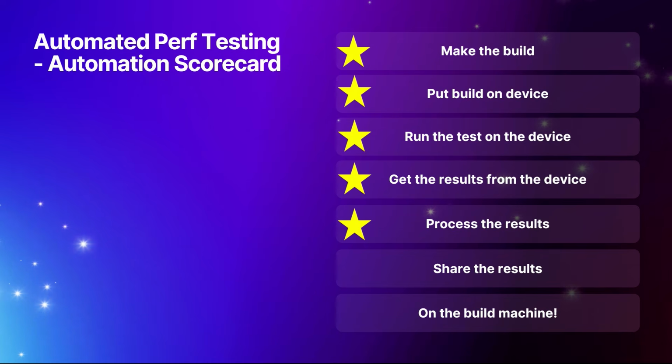So let's look at the scorecard of this whole process, right? I'm going to give myself some gold stars. We're going to make the build. We're going to put the build on the device. We're going to run the test on the device, get the results from the device, and we're going to process those results. Sharing the results, still an open question. We'll talk about that. And running on the build machine, it doesn't make the job template for you because of some things that we can talk about later. But that's where you come in, actually.